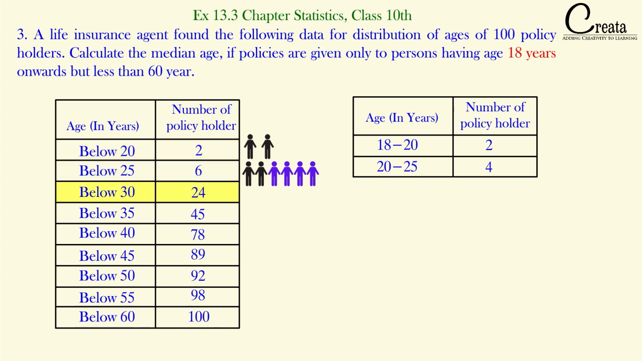Further, if we talk about the third row, here we are having 24 people below the age of 30, and already we have seen we are having 6 people below the age of 25. So out of these 24 people, we are already having 6 people below the age of 25. So we can say between the age of 25 to 30, we are having only 18 policy holders. And how do we get this number 18? It is 24 minus 6. Total 24 people, and we have just excluded the 6 people below the age of 25.